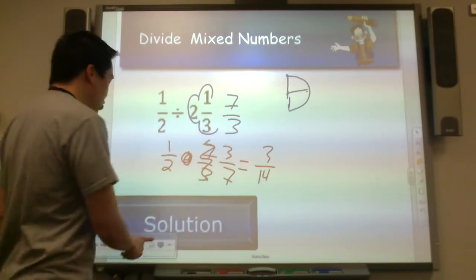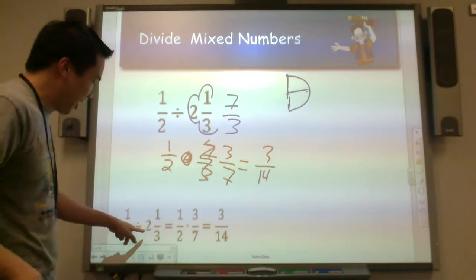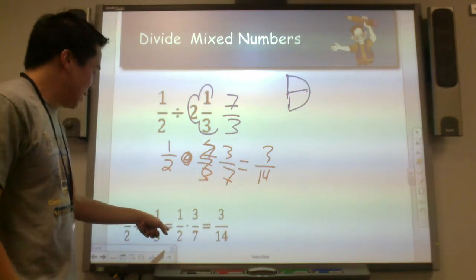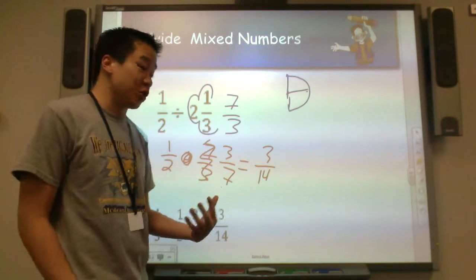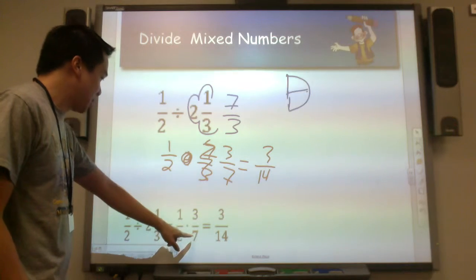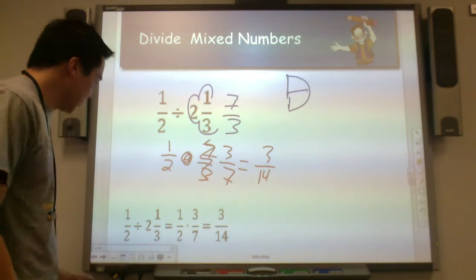And let's look at our solution, see if we are correct. Here's half divided by 2 and 1/3. We would like to write this division expression as a multiplication expression. So it's 1/2 times 3 sevenths. I found the reciprocal of the second fraction, and then your answer is 3/14.